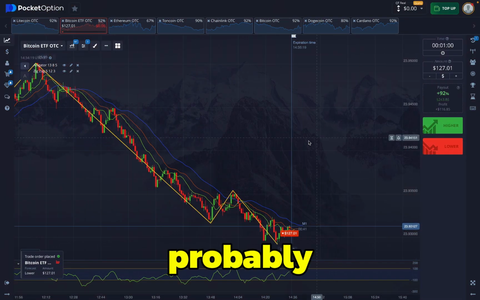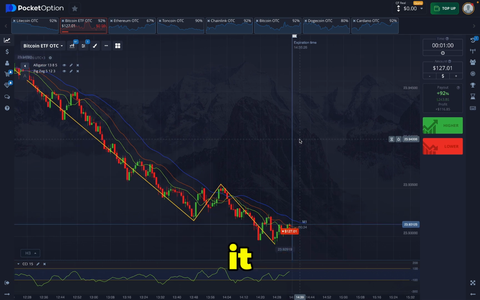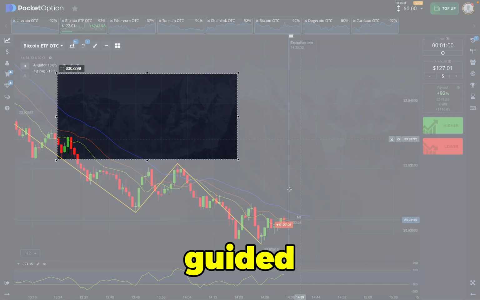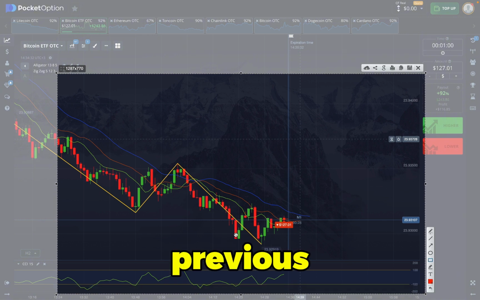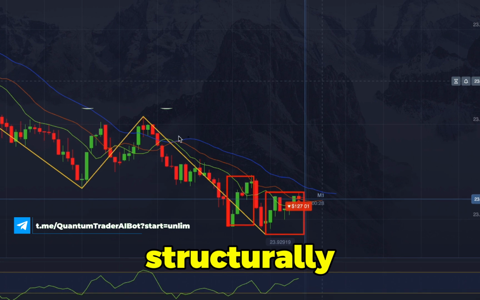And here I will probably try to open a downgrade deal again. It is quite a risky deal here. And in my opinion, it is not as reliable as the previous one. But here I am also guided by the dynamics of the previous movement. Let's say if we take these pullbacks, they are structurally similar to each other.